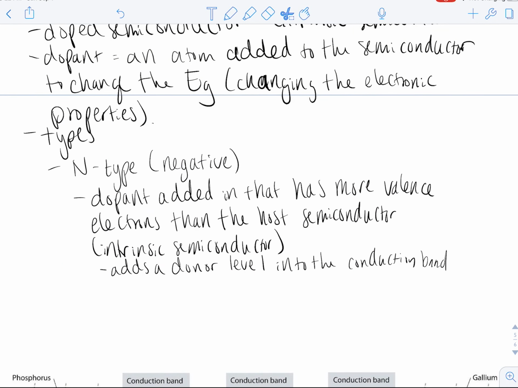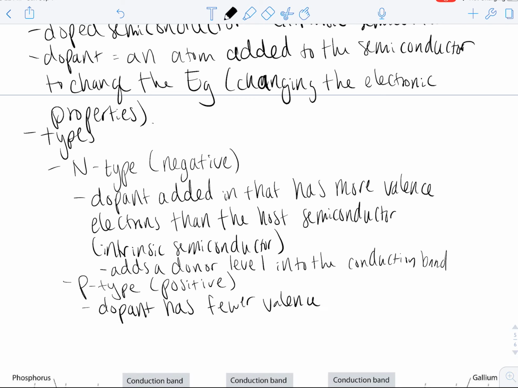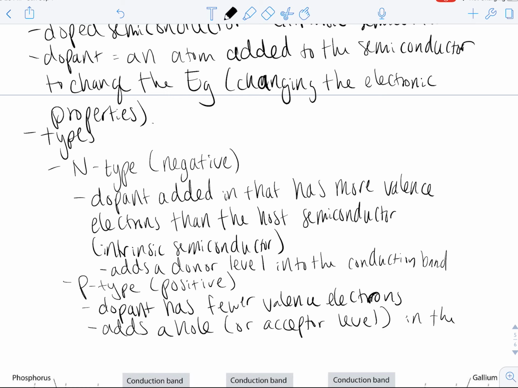Our next type is P-type, or positive type. And this time we add a dopant in that has fewer valence electrons. And when we do that, we add in an acceptor level into the valence band. So it adds a hole, or acceptor level, in the valence band.